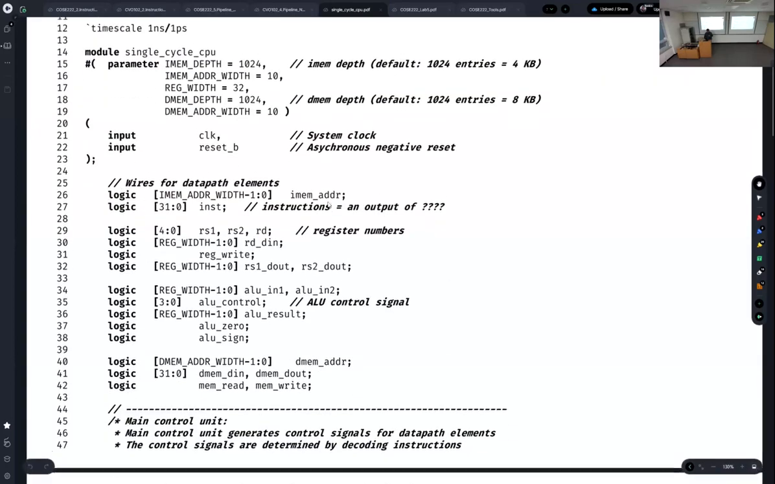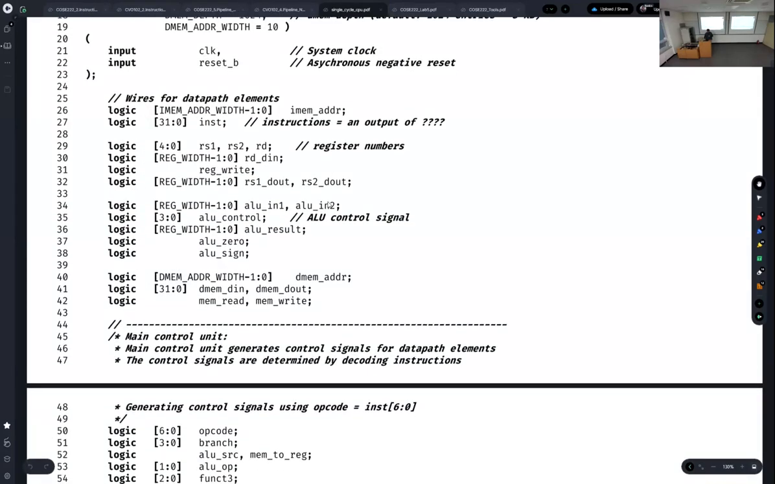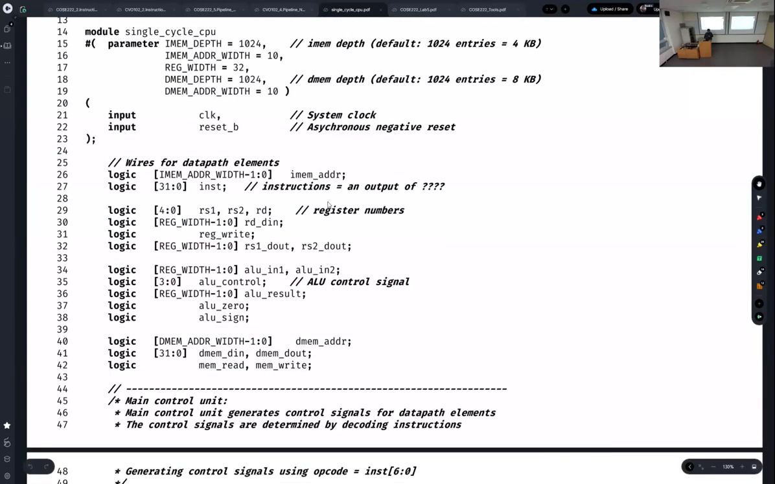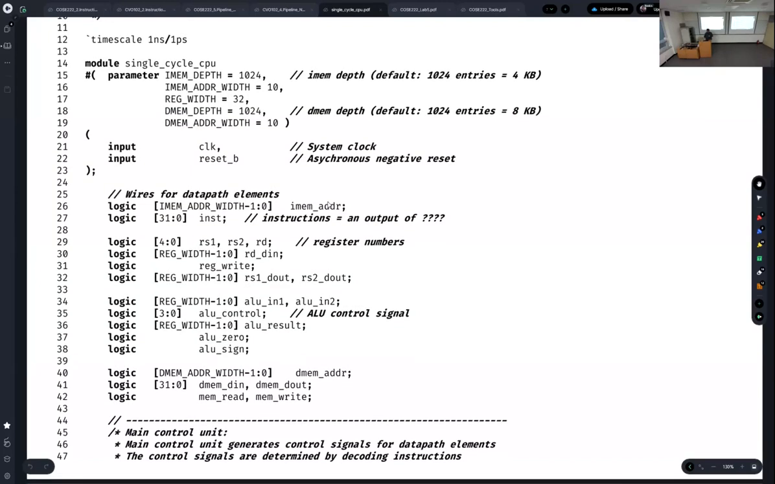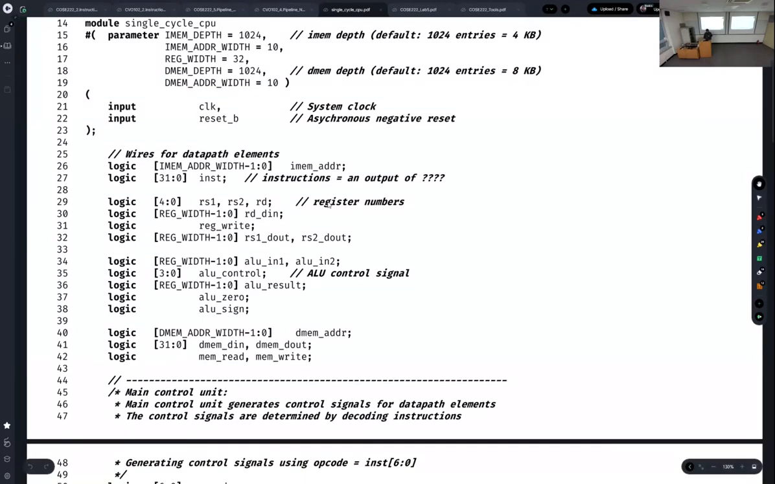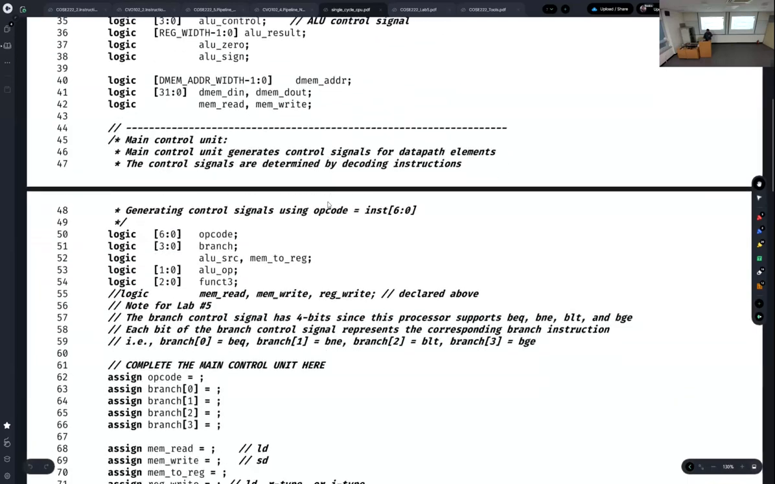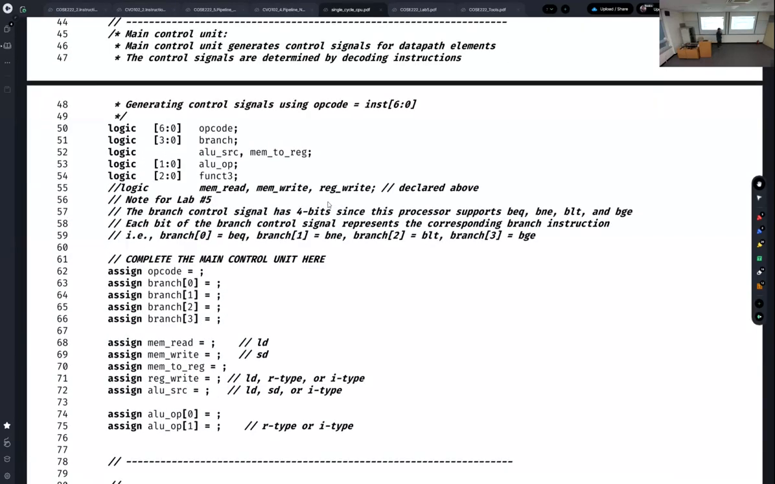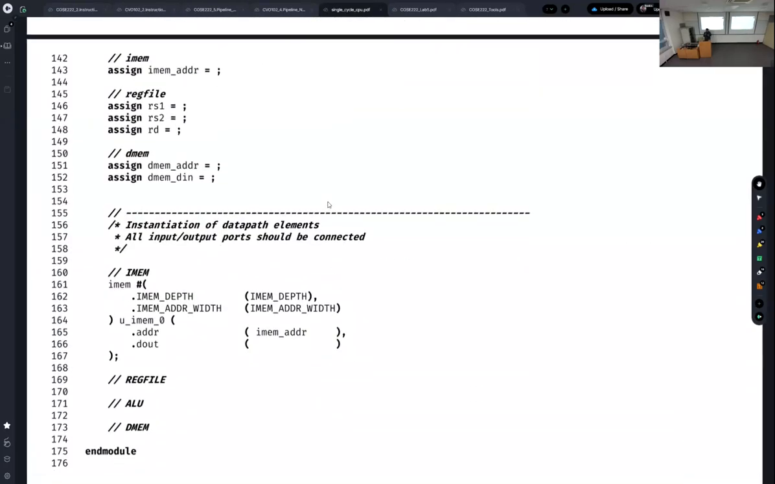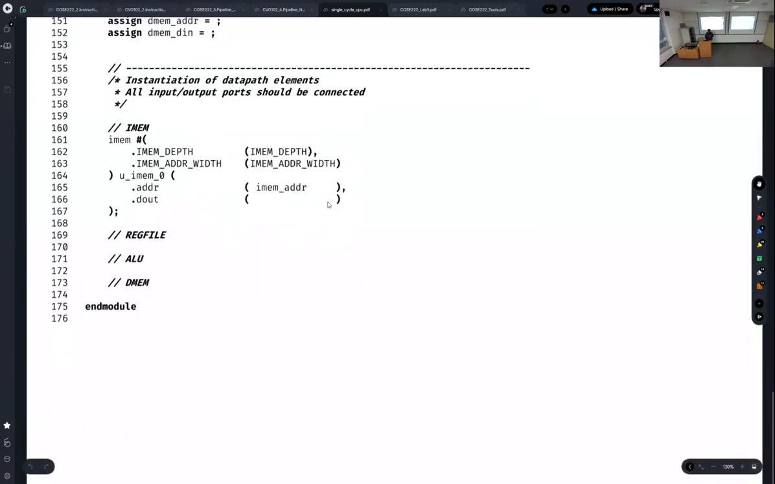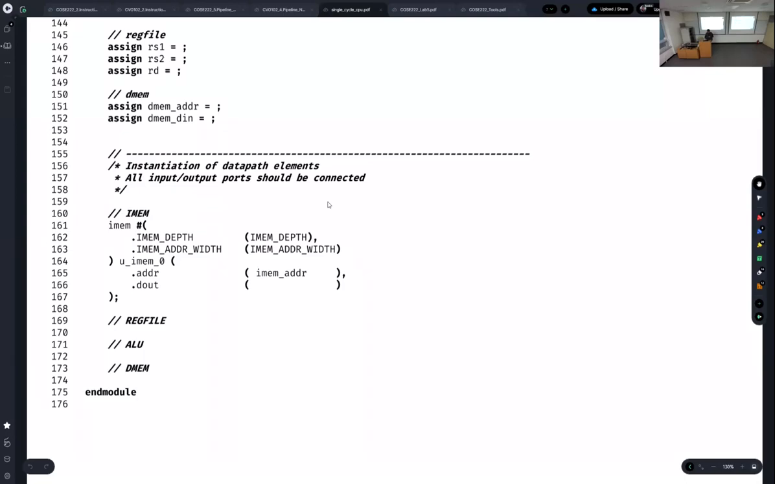I declared the required signals, required logic, in this single cycle CPU module, and then you can find some variables. Because we have a complete data path element design, what you need to do is connect some signals. Okay, let's see this part.